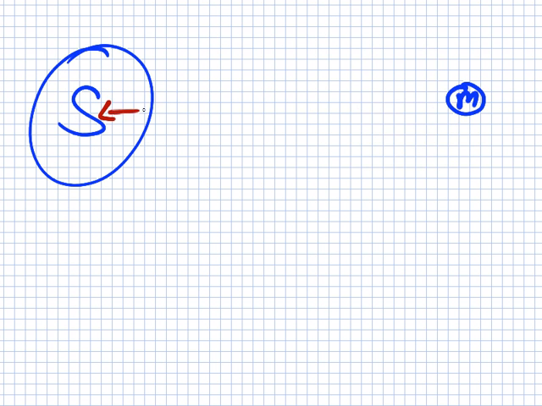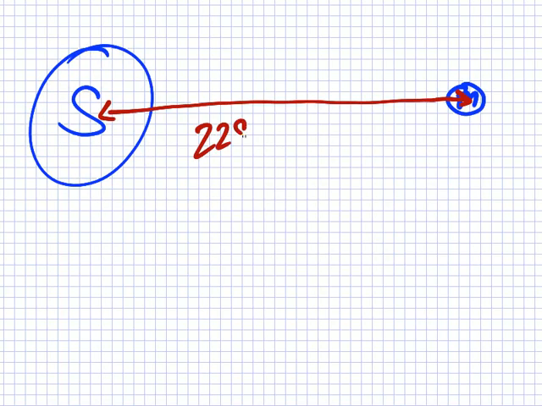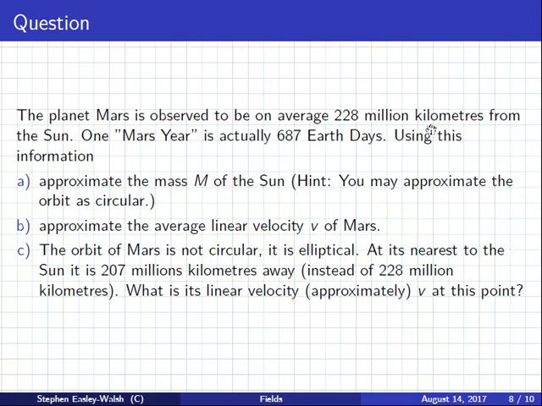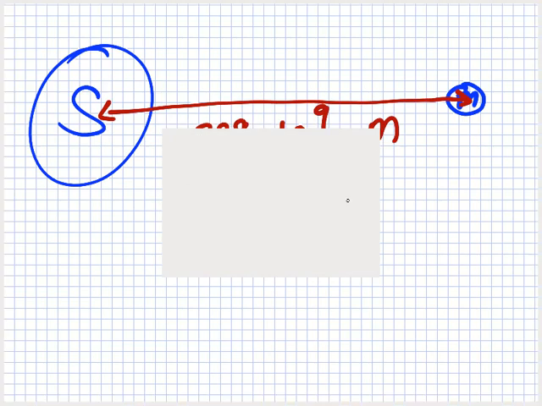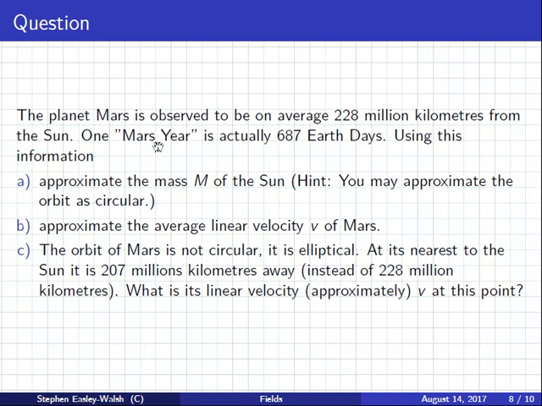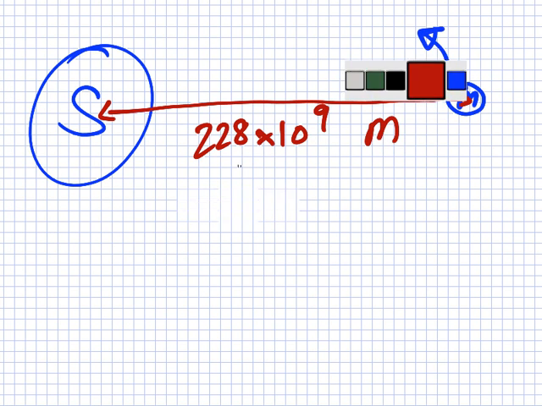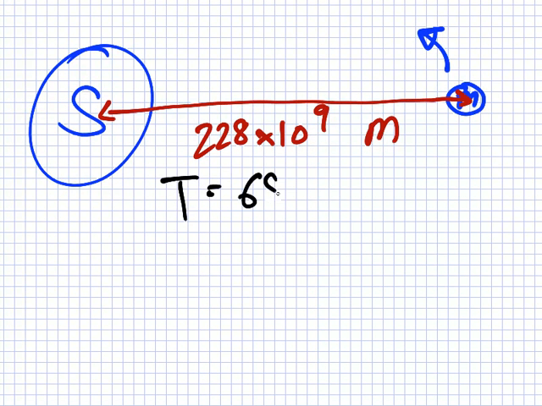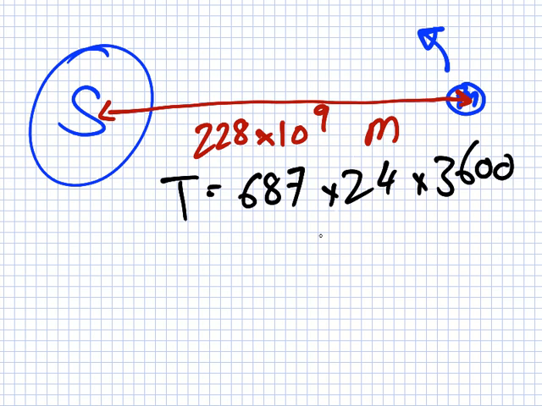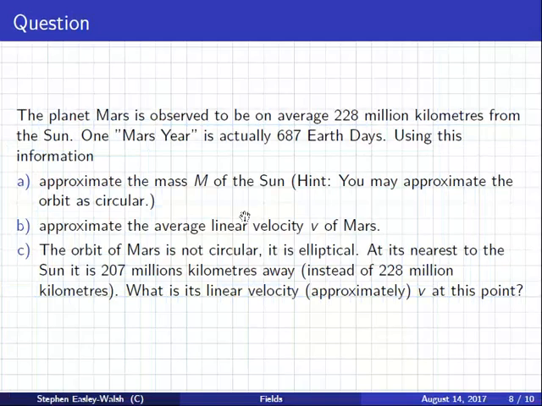And this distance here is 228 million kilometers. Okay? And 1 year, so the time here, is 687 Earth days. Earth days, yeah. So that's the time. That's the radius. Okay.